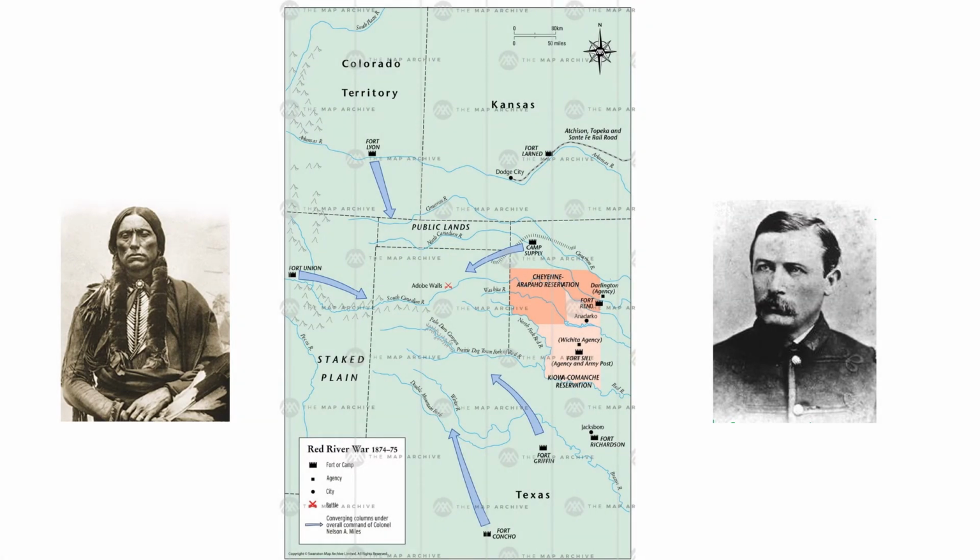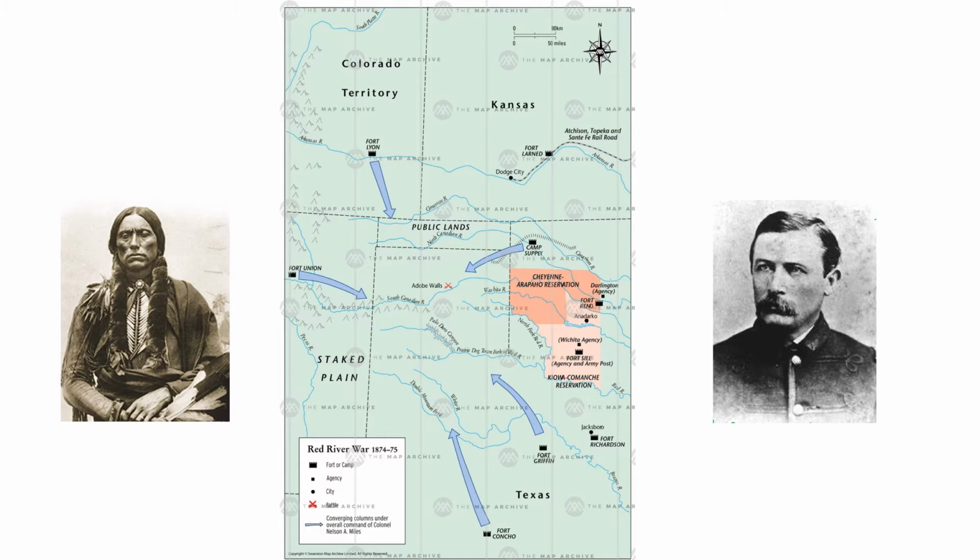This was the beginning of what became known as the Red River War that lasted for several months. And here on the map, you can see all the major locations. You can see there where the Kiowa Comanche Reservation was, with Fort Sill there in the middle of it. The Cheyenne Arapaho Reservation to their north, that's the Southern Cheyenne and Southern Arapaho.